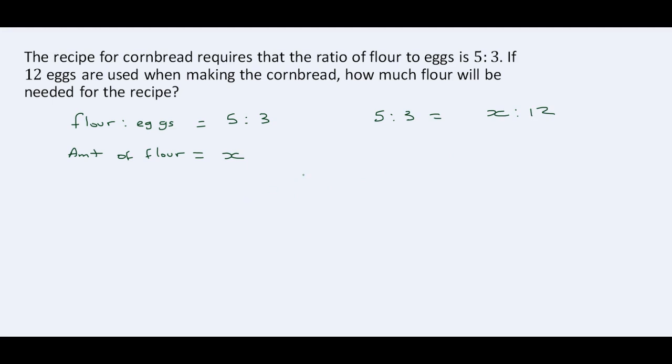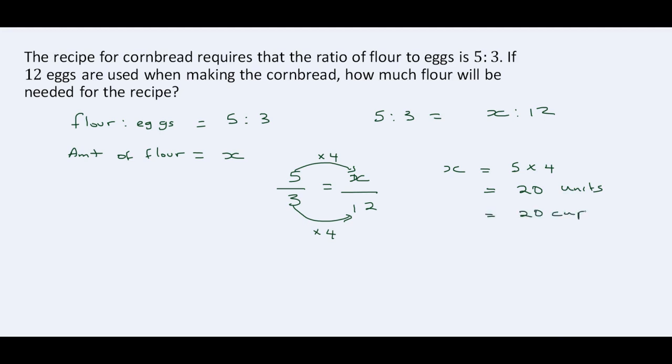So let's create our equation. 5/3 is equal to x over 12. I'm going to use the other approach. So we have 3 multiplied by 4 is going to give us 12. So to get the value of x, we'll also multiply 5 by 4. So this is going to be 5 times 4. This is going to give us 20. So we can say 20 units. Most likely it'll be 20 cups of flour.